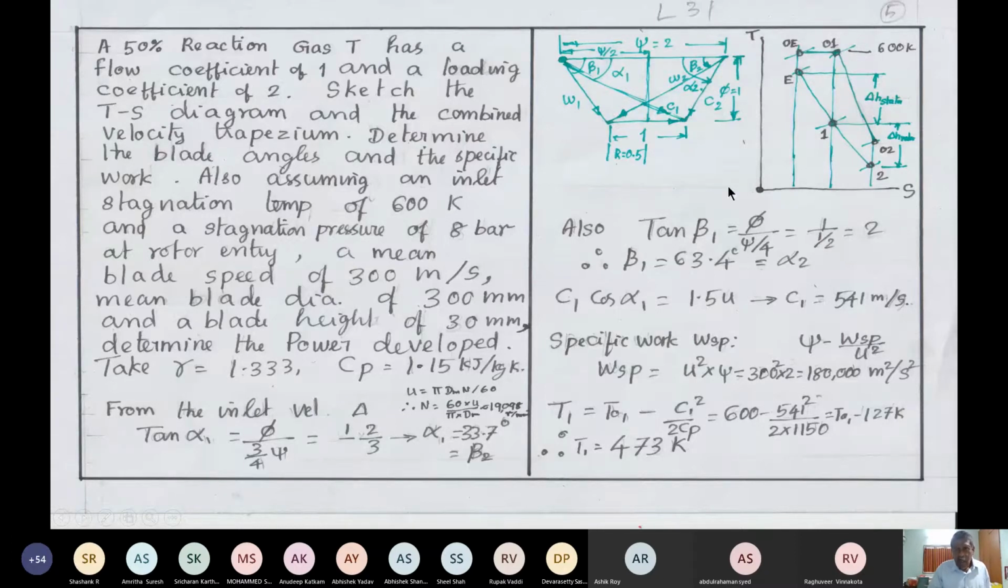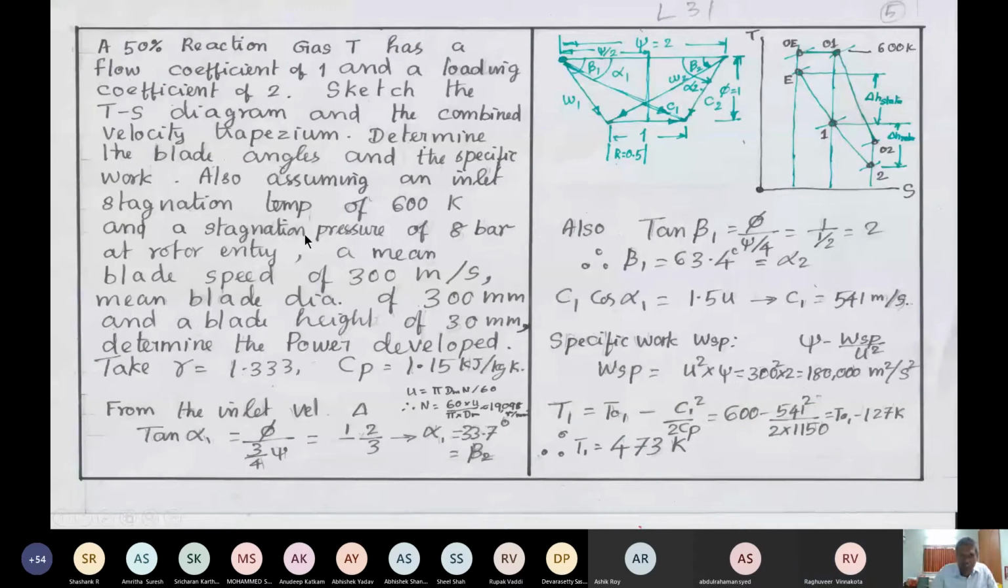In this case, R is 0.5. So on the base, at the midpoint, you have to draw the perpendicular line. If R is given as 0.3, in the base at 0.3, you have to draw the perpendicular line and mark a distance equal to flow coefficient. Then you draw a horizontal line and on either side you mark distances psi by 2 and psi by 2. Did you get me? Yes, sir.